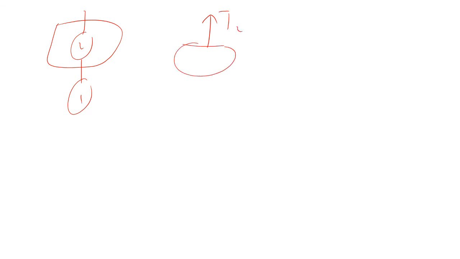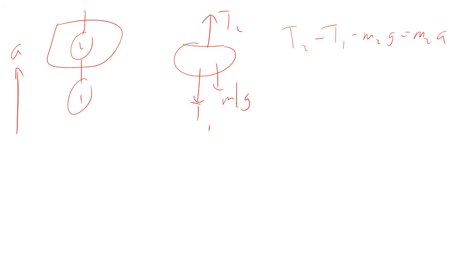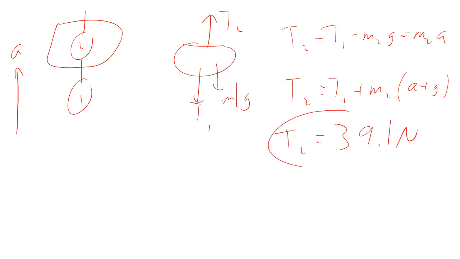What about the other one? So free body diagram. We have T2 pulling up. We have T1 pulling down. We have M2G pulling down. And so this is going to be T2 minus T1 minus M2G equals M2A. This is still accelerating at the same rate. So T2 equals T1 plus M2 times A plus G. So T2 comes out, after you do the algebra, 39.1 newtons.